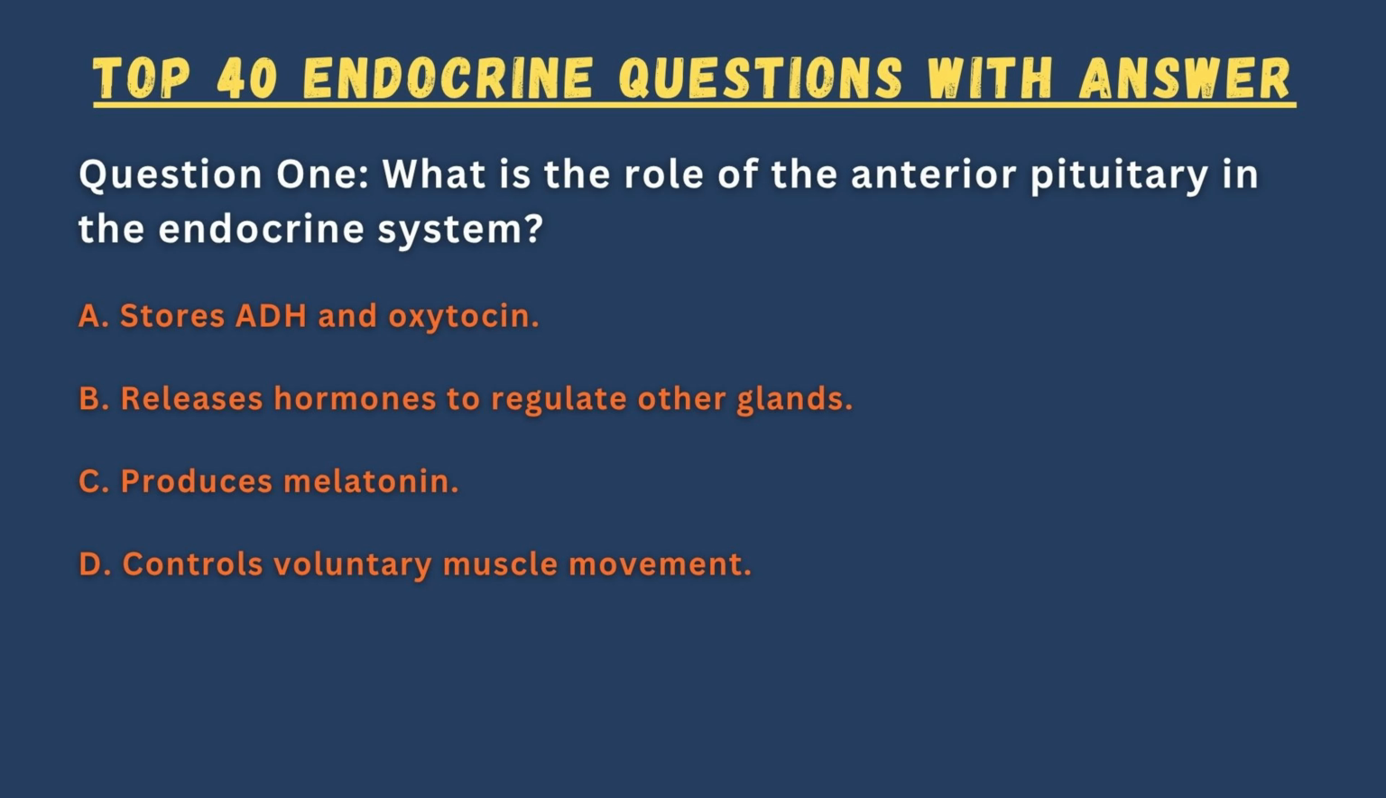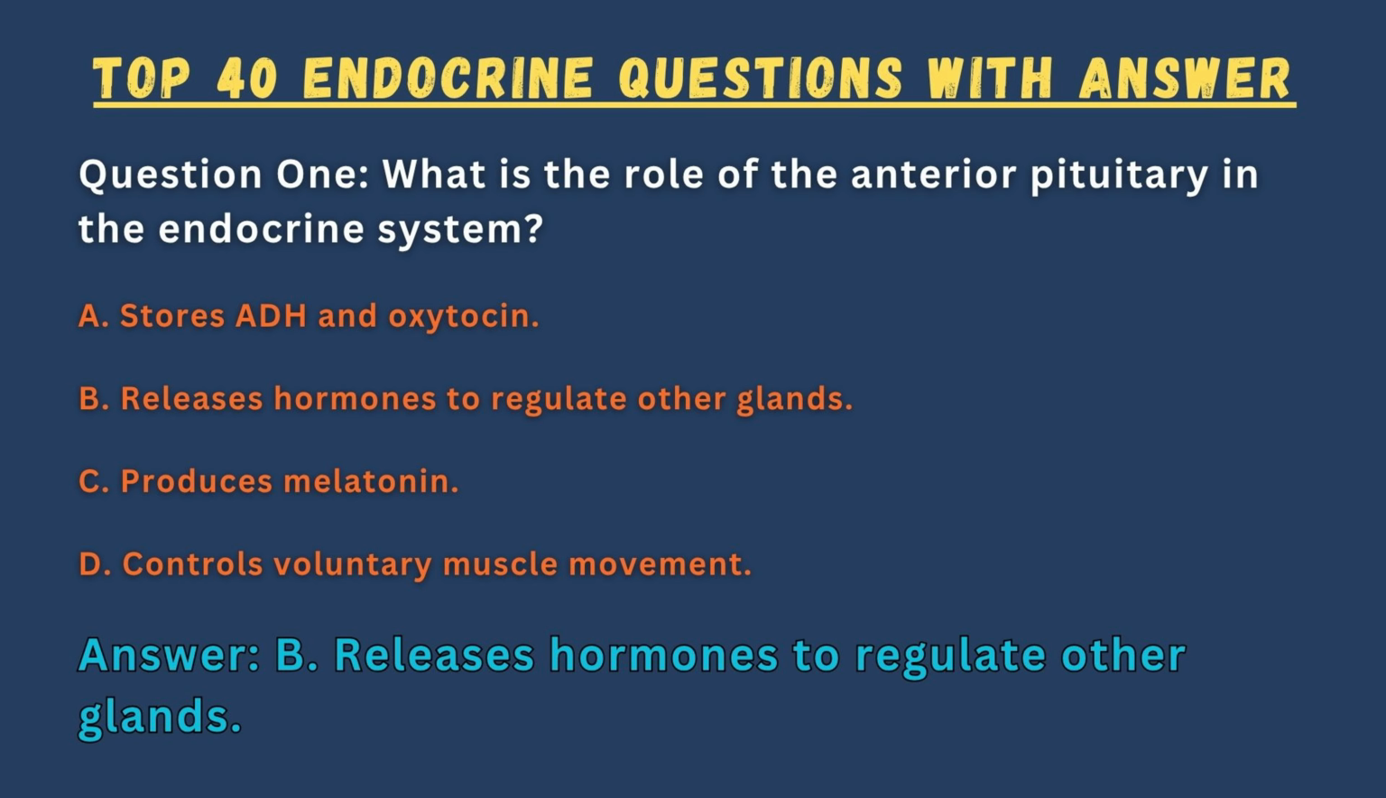Question 1. What is the role of the anterior pituitary in the endocrine system? A. Stores ADH and oxytocin. B. Releases hormones to regulate other glands. C. Produces melatonin. D. Controls voluntary muscle movement. Answer. B. Releases hormones to regulate other glands.